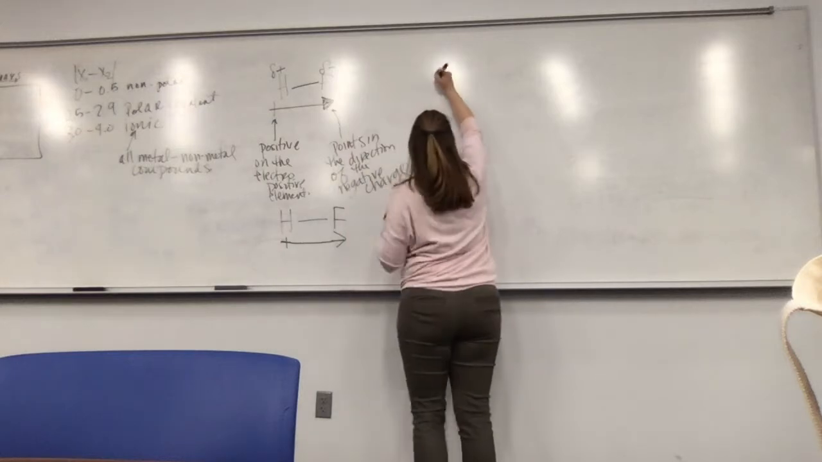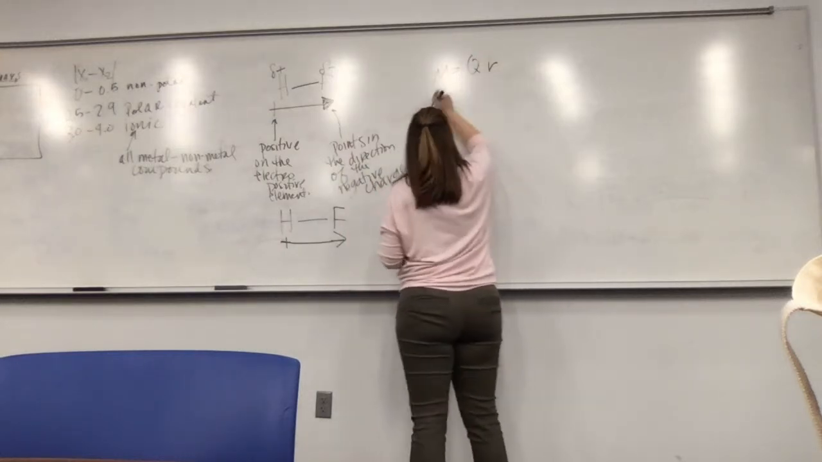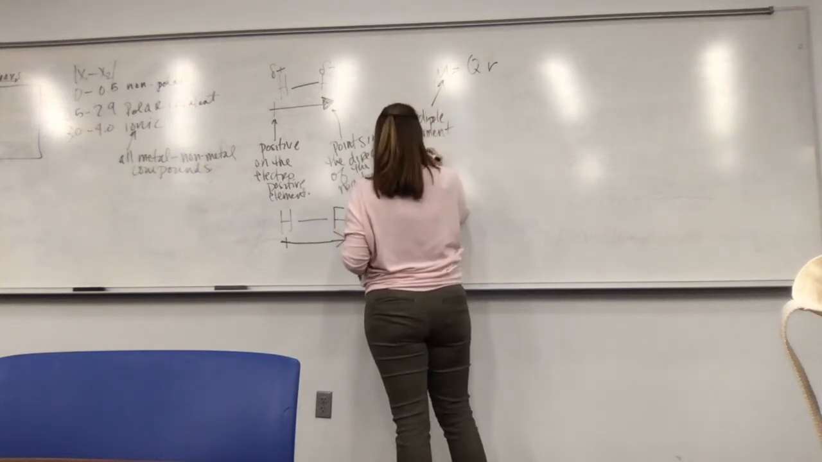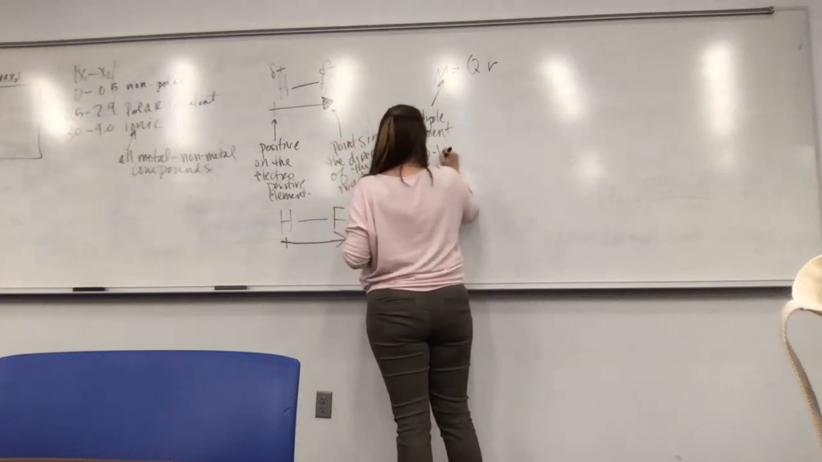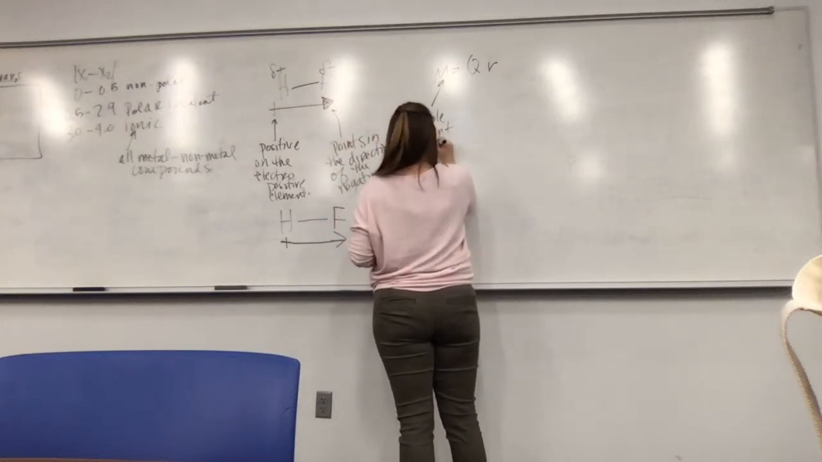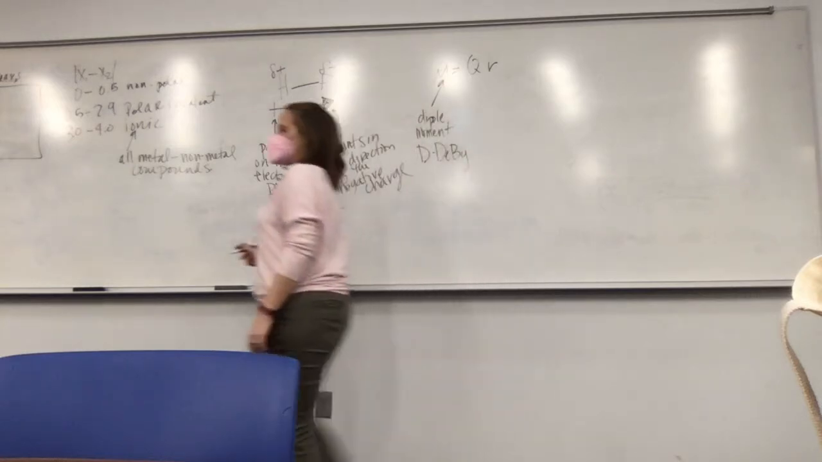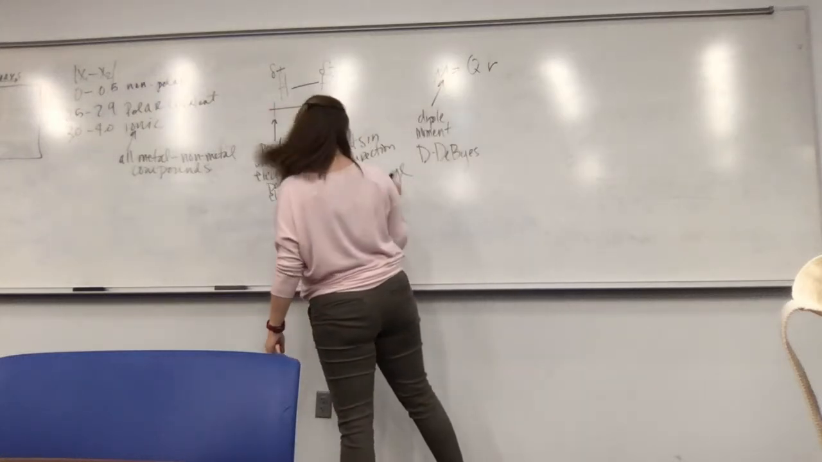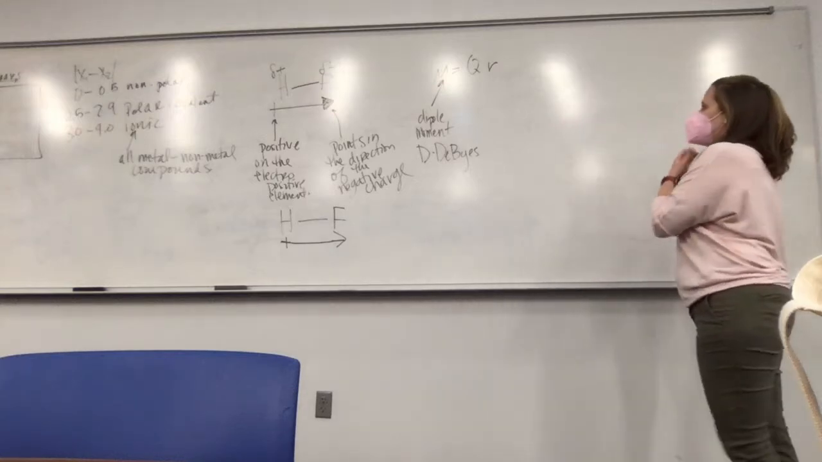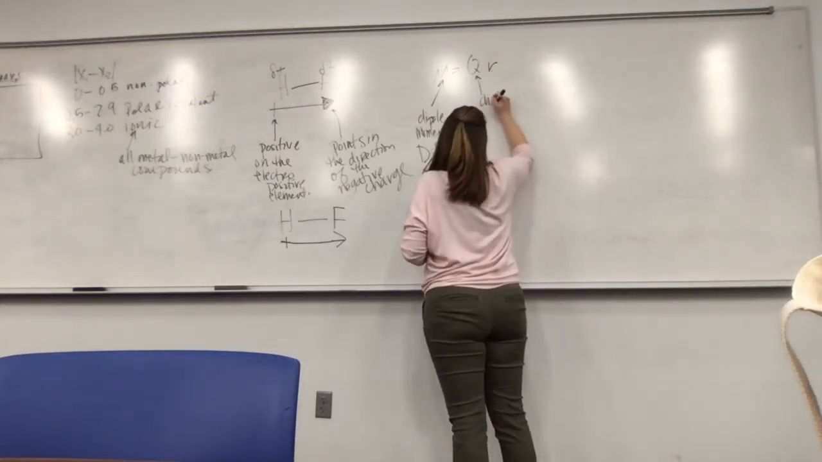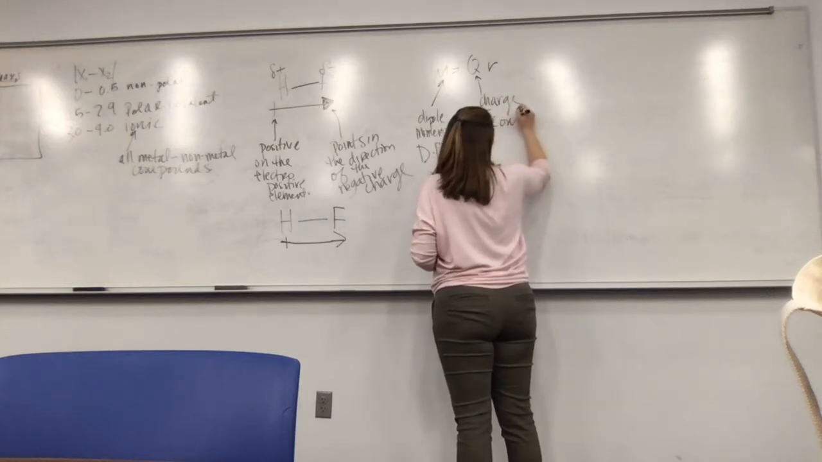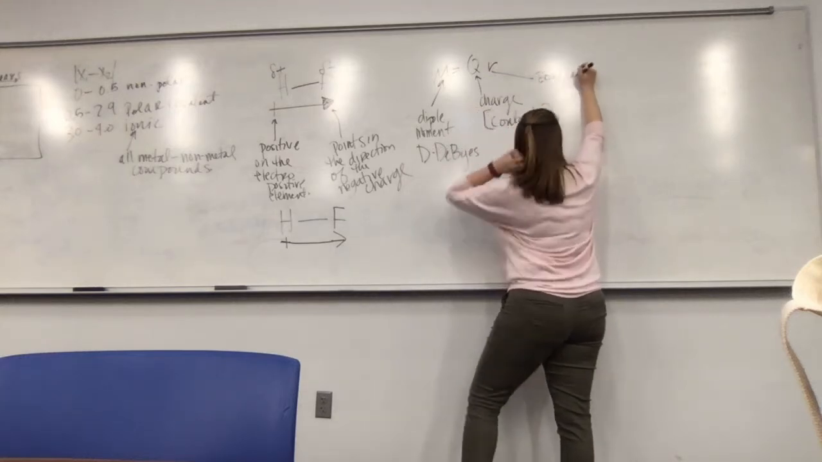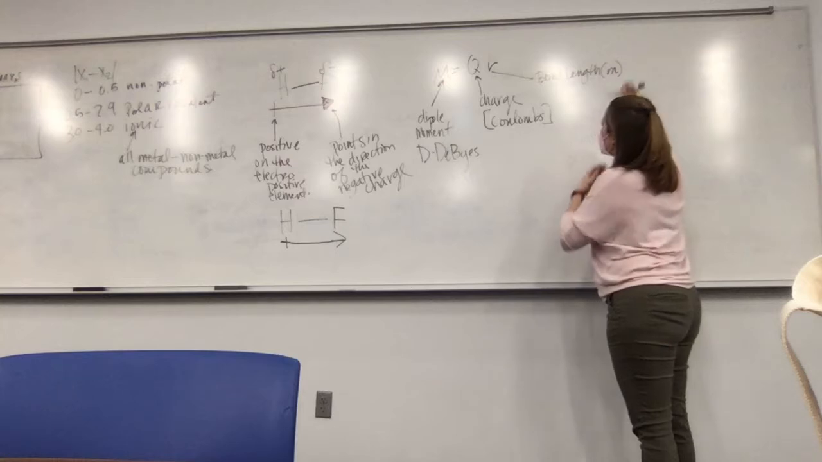We can use an equation where mu equals Q times R, where mu is the dipole moment, measured in Debye. Q is the charge, which is in coulombs, and R is the bond length, which needs to be in meters.